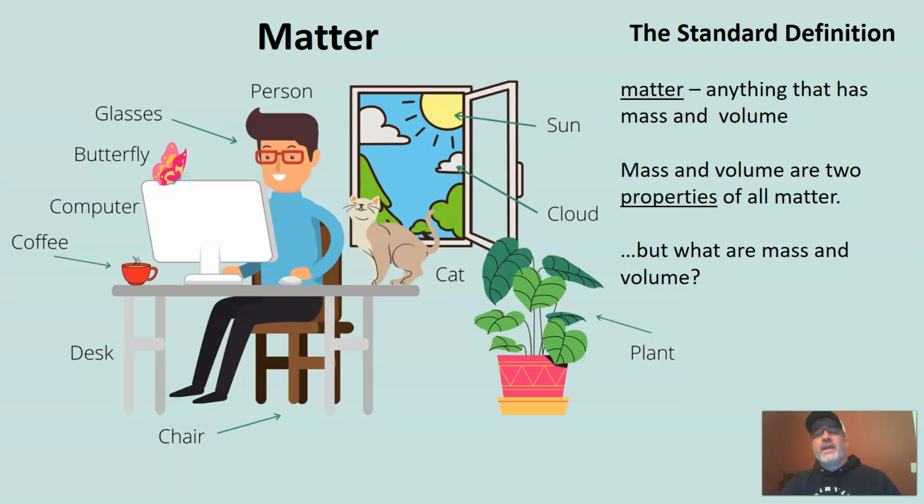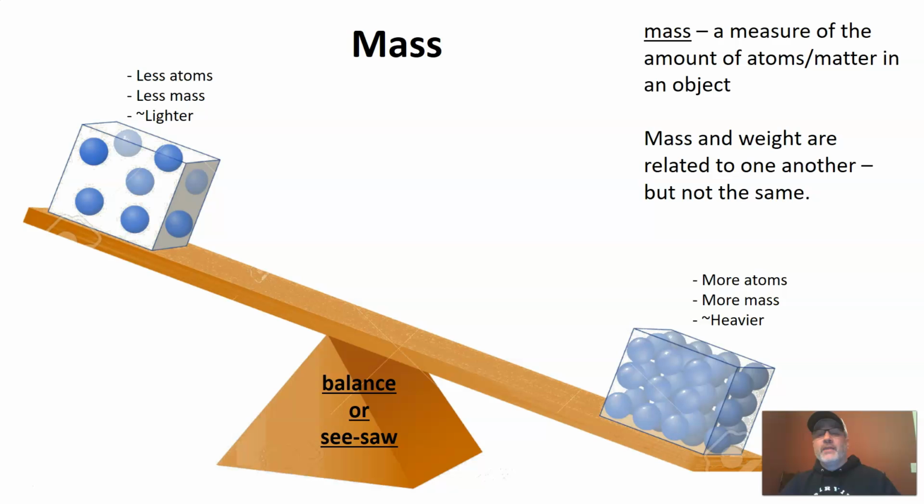So our standard definition that you're going to run into lots in your science career for matter is anything that has mass and volume. And remember, mass and volume are just two properties of all matter. That means, by the way, that all atoms must have mass and volume. And since we looked inside of an atom, we know where that mass comes from, and we know that they all take up space. So anything that has mass and volume, that is matter.